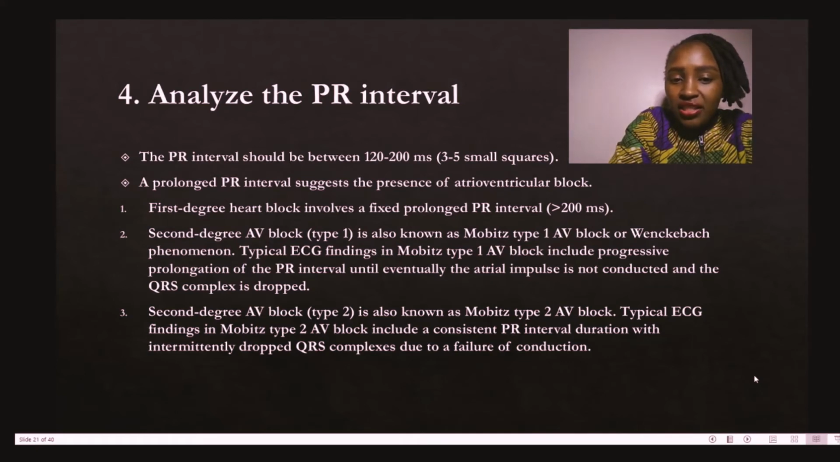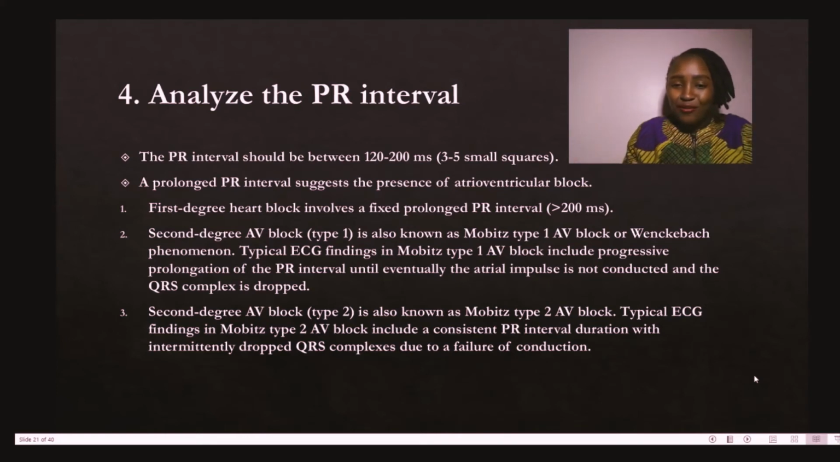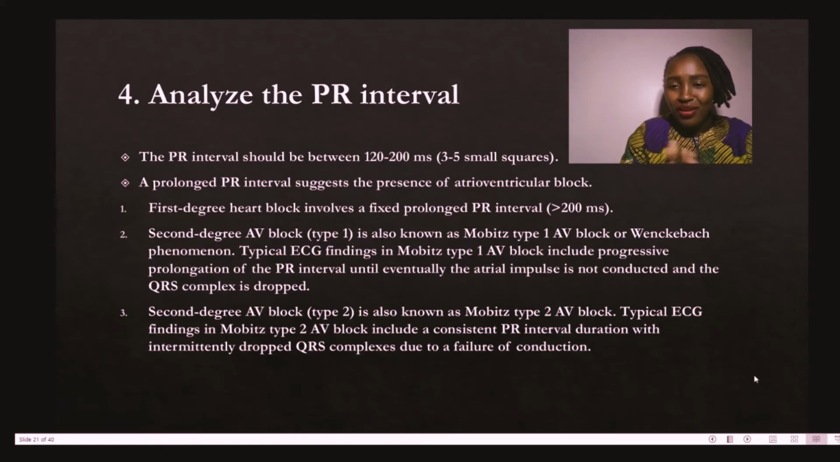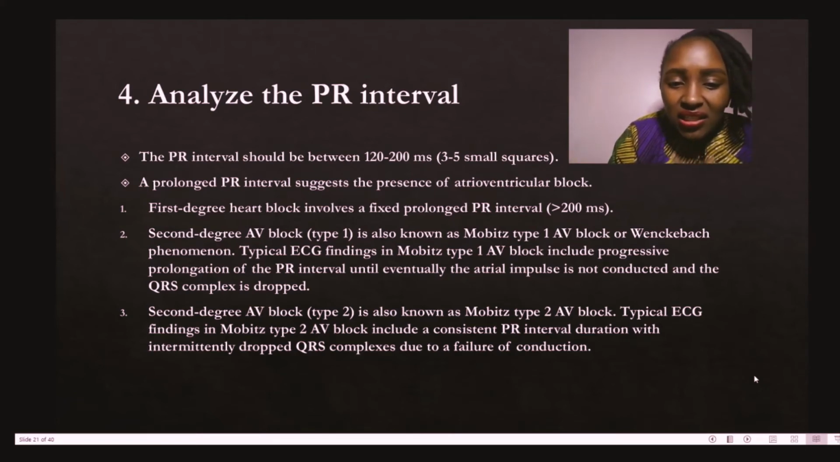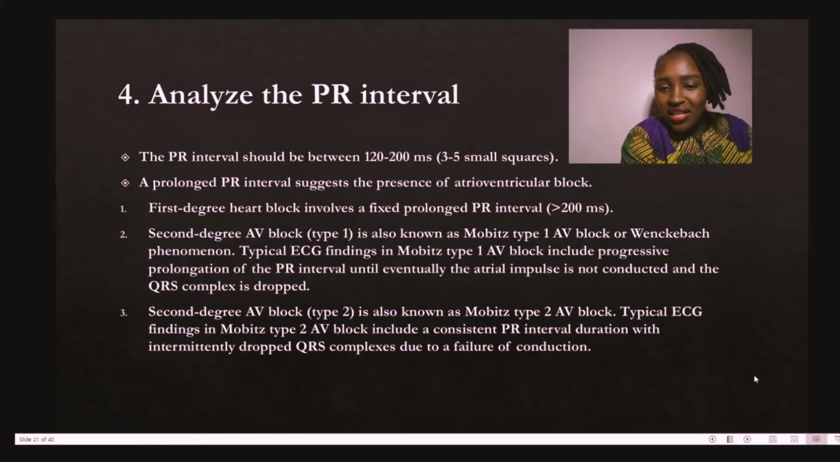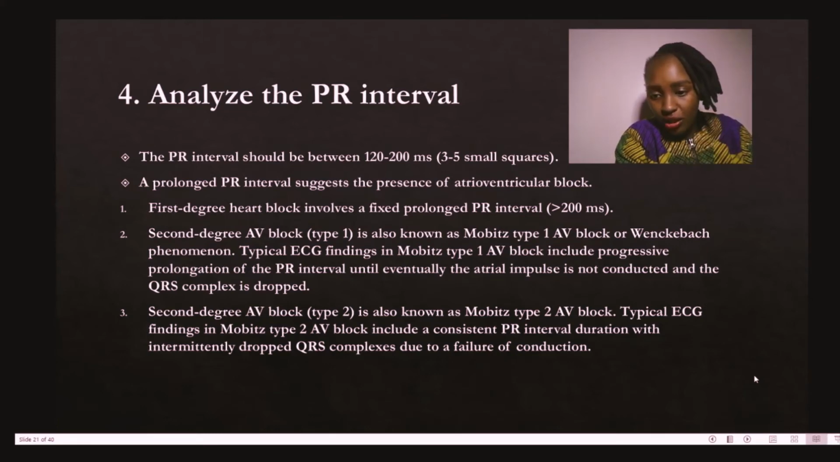Then second degree type 1, also known as Mobitz type 1, includes progressive prolongation of the PR interval, and eventually an atrial impulse is not conducted and the QRS complex is dropped. So there's a place where you will just find a P wave, then another P wave, meaning there is no QRS complex in between. Then the second degree block type 2, also known as Mobitz type 2, includes a consistent PR interval duration with intermittently dropped QRS complexes due to failure of conduction.